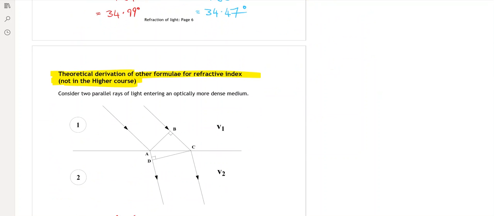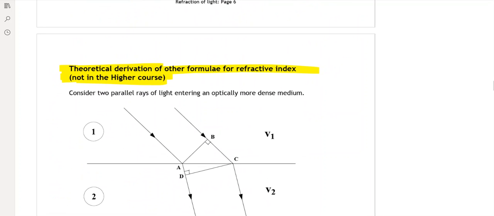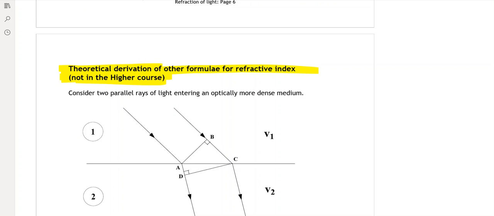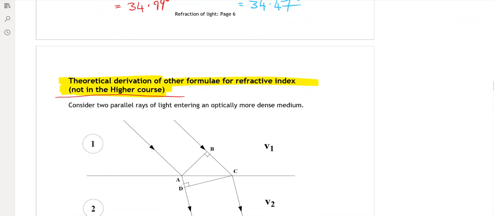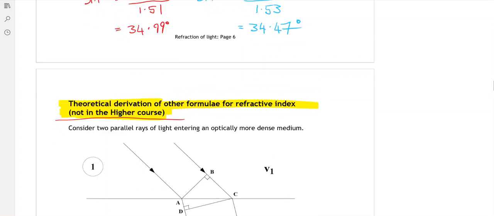The next part of the notes is the theoretical derivation of other formulae in the course for refractive index. However, being able to derive these formulas or knowing how they are derived is not in the course. I'm going to post a separate video on how you would derive these. You do not have to watch it. It is up to yourself. If you're interested in the maths behind the formulas, you can do so.